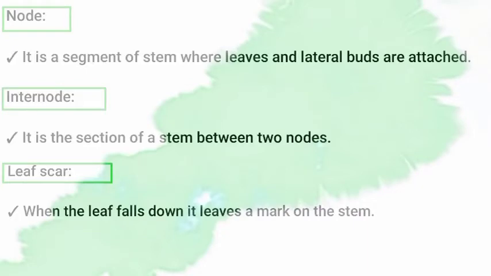Node. It is a segment of stem where leaves and lateral buds are attached. Internode. It is the region of stem between two nodes. Leaf scar. When the leaf falls down, it leaves a mark on the stem called a leaf scar.